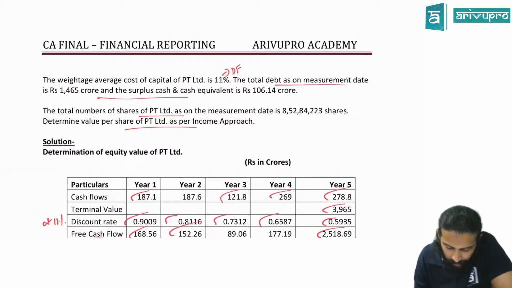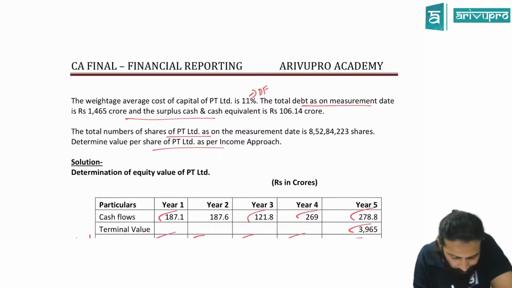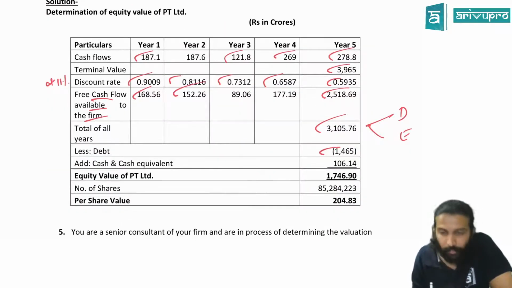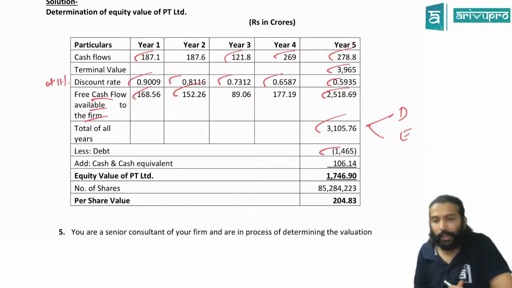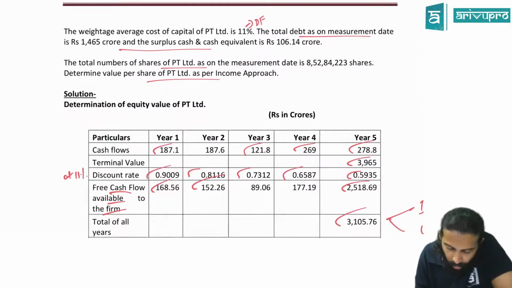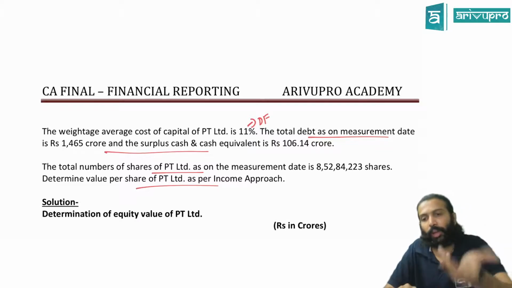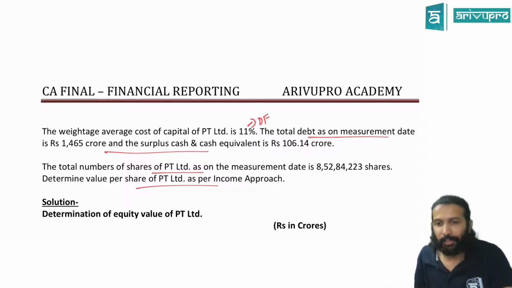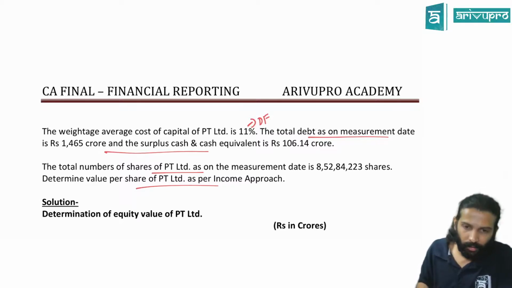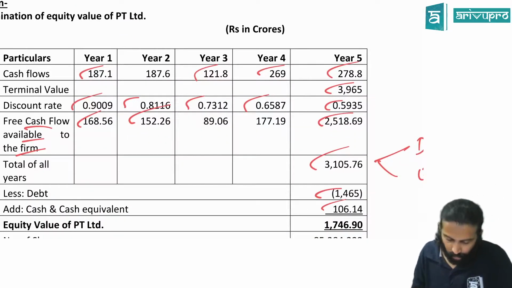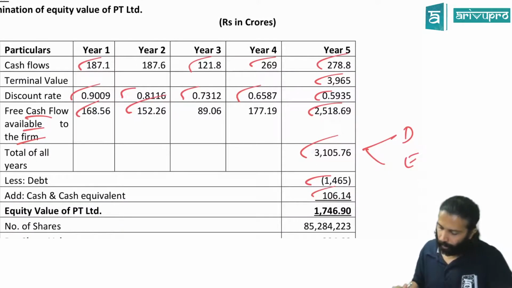Check how much is the debt portion they have given there. Total debt on the measurement date is 1465 crore. So deduct 1465 crores from this. Now we're going to get how much is the cash flow. 3105.76 minus 1465, how much are you going to get? 1640.76. They also told in the problem we have some surplus cash. Since the debt is already considered, this is now available to equity shareholders only. Surplus cash means you will deduct or add? Add. So add 106.14 crore.